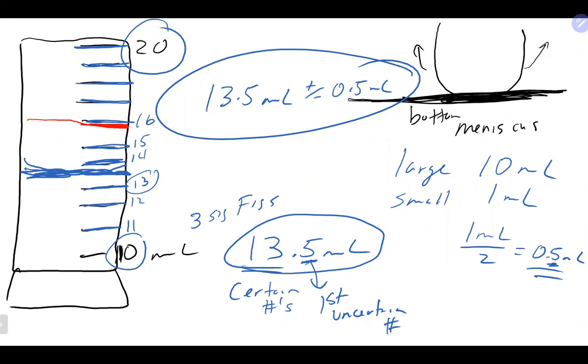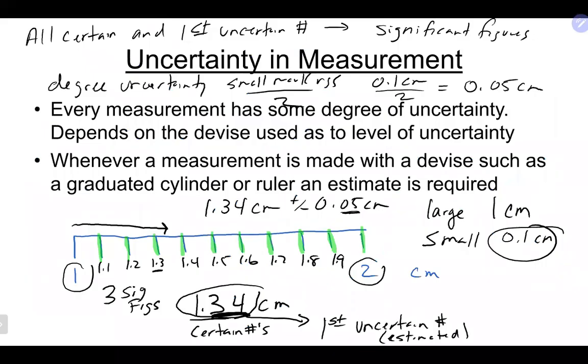Yeah. Yeah, so we'll talk about that. It's a very good question. So let's talk about that right now. So typically speaking, you could go one more place to the right of the smallest marking. So in this particular case, the smallest marking was 1 milliliter. We're able to take our answer to one more place to the right. Here, the smallest marking was 0.1. We're able to go one more place to the right. And that typically is the case. It's not always the case. We'll talk about that in just a second.